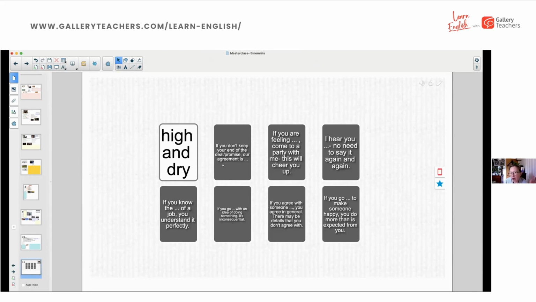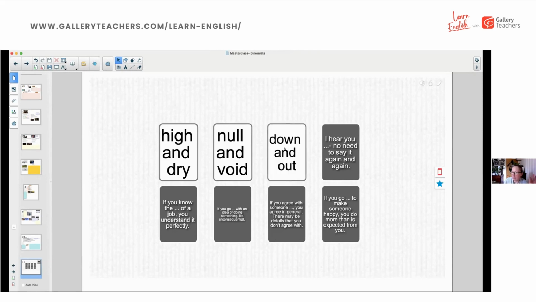If you don't keep your end of the promise, the agreement is null and void, right? Now, if you are feeling, come to a party with me, this will cheer you up. Remember Peter when he was depressed? So he was feeling down and out. So if you are feeling down and out, you are just depressed. Very often you have no opportunities to do something, you're down and out.